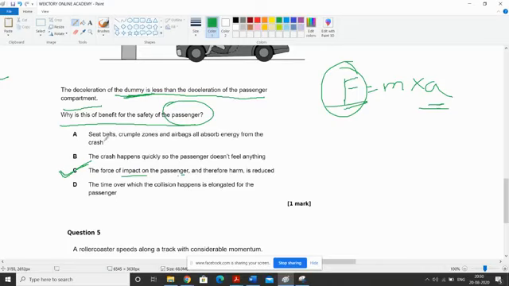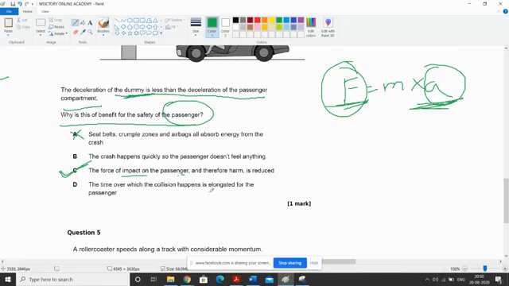Let's see why A and B are wrong. Seat belts, crumple zones and airbags all absorb energy from the crash. That's wrong. The crash happens so quickly so the passenger does not feel anything. No, that's also wrong because if there is acceleration, there will be force and passenger will feel. The only thing is if the deceleration is less, force will be less, so less chance of injury.